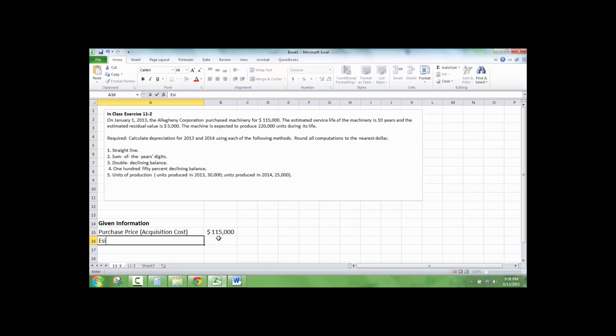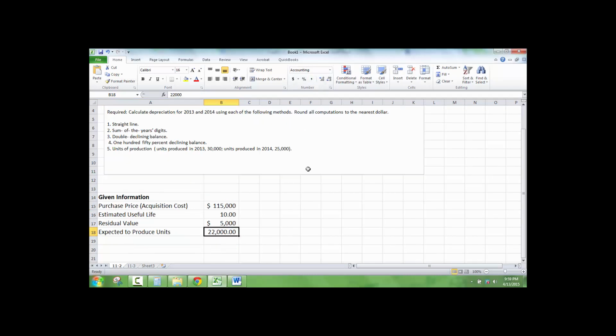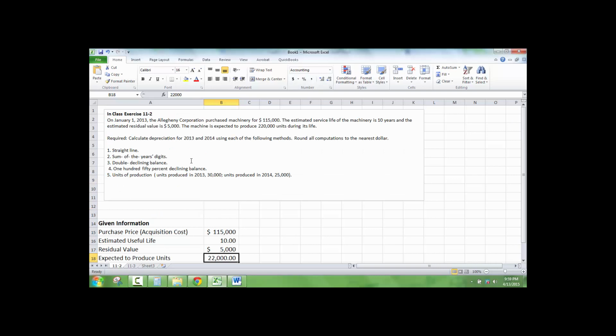We have an estimated useful life, 10 years, and we have a residual value of $5,000. Expected to produce units of 22,000 total. So, calculate the depreciation for 13 and 14 using the following methods.